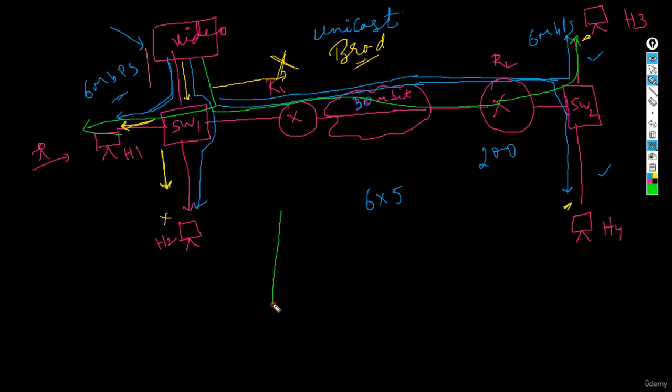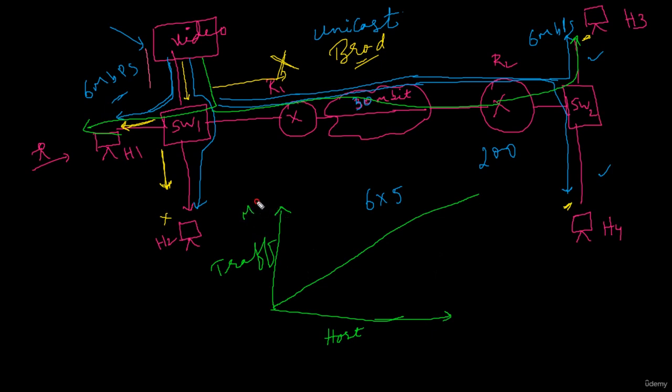And if we draw the graph, for example, this is our host on the x-axis, and on the y-axis this is the traffic. If we do it the normal way, in unicast it will go like this. As the number of hosts increases, we need to increase the speed also. The traffic, that is the Mbps, we need to increase.